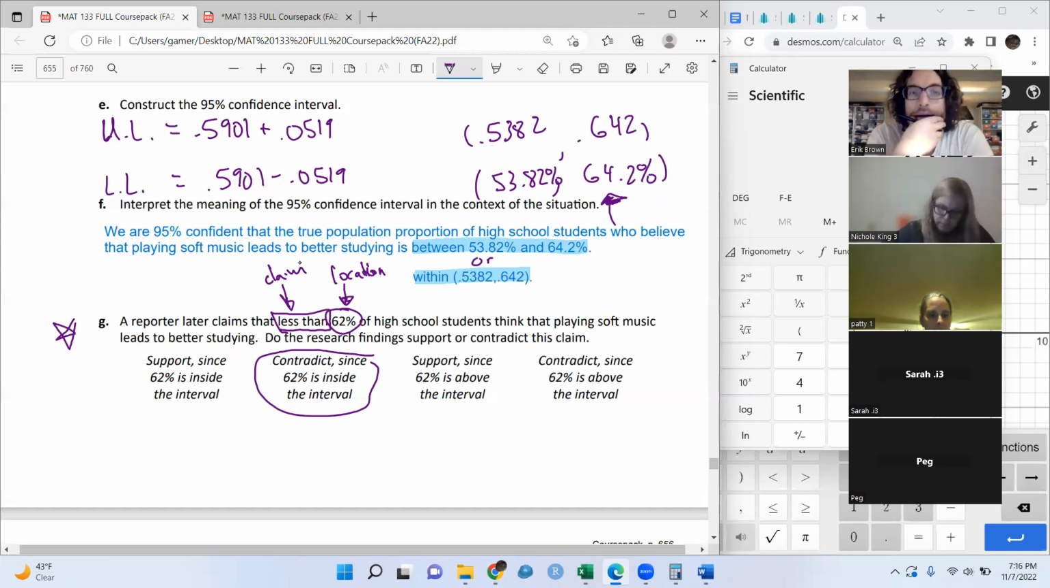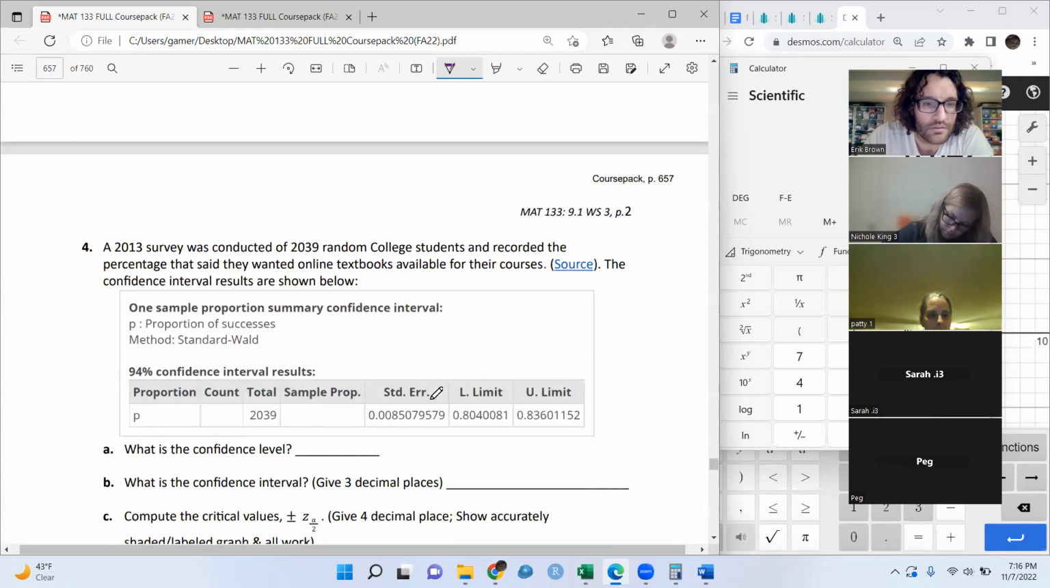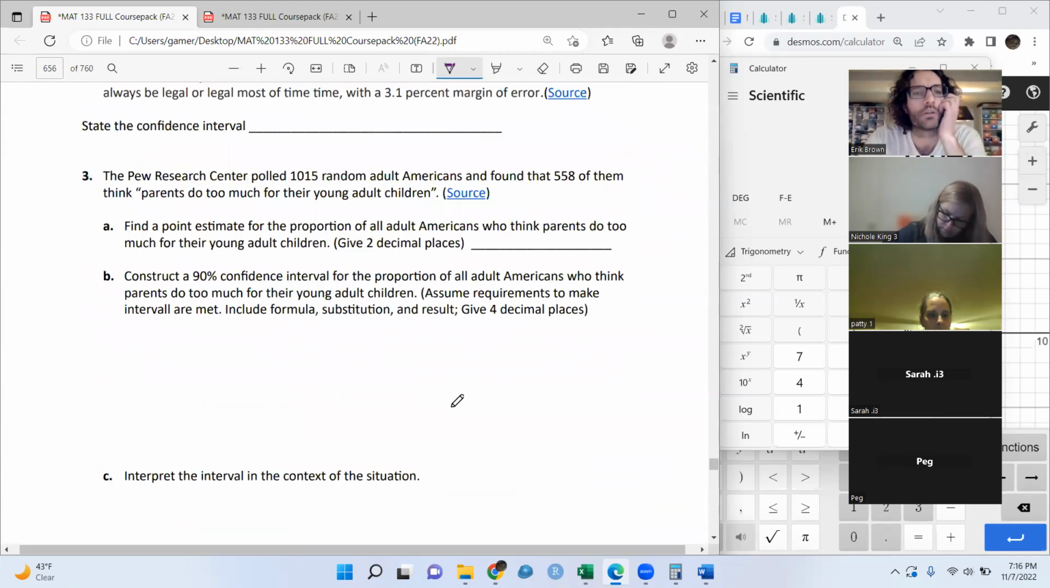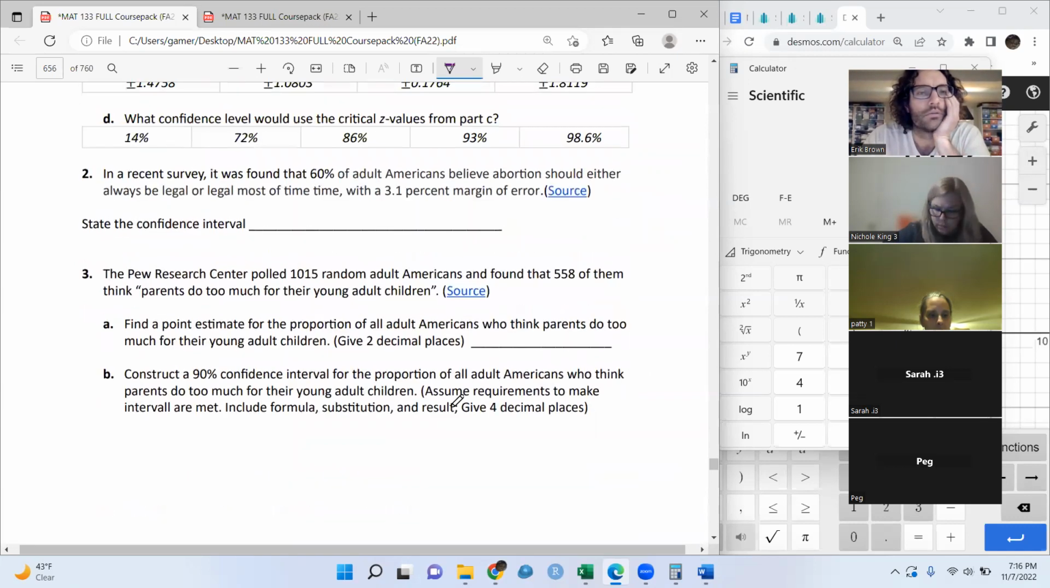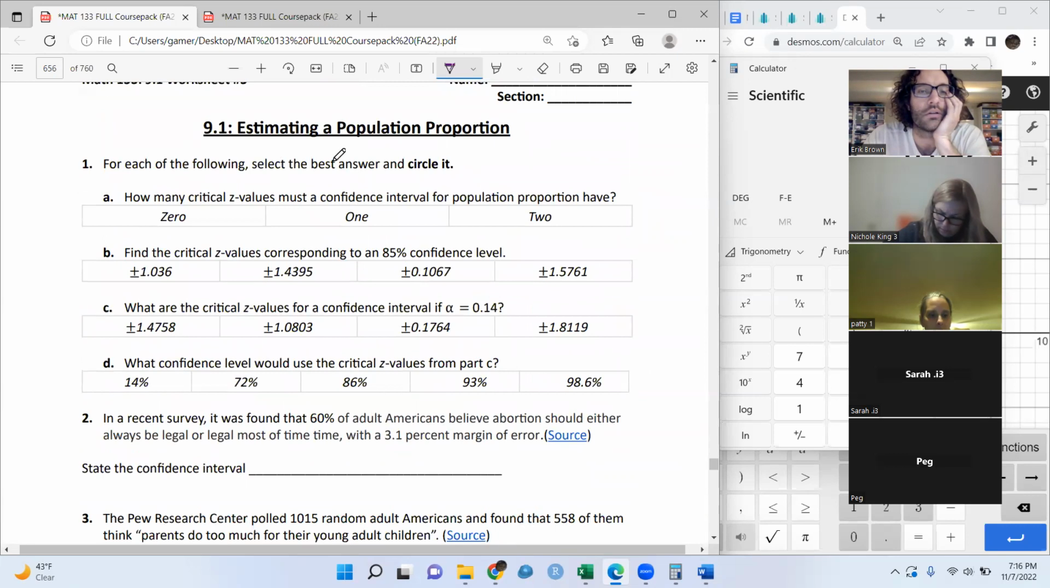Okay. So let's test this. I kind of like this problem. So let's jump. Well, maybe we shouldn't. Let's just take 5 minutes and see how you do with this.